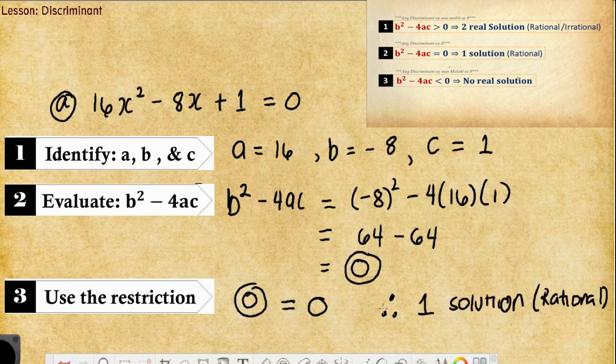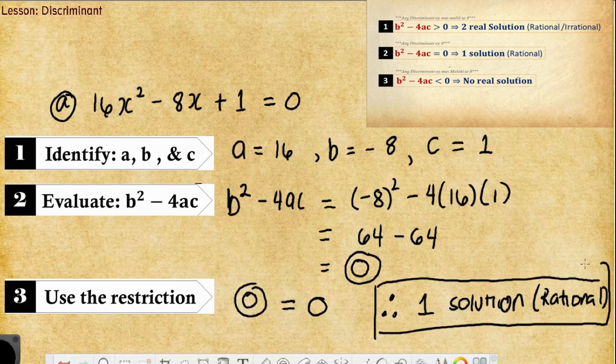Okay? So, na-identify na natin kung ano ang solution ng quadratic equation na to. Meron lang tayong isang ine-expect na solution. Ganun lang si discriminant, no? So, pangalawang example tayo.